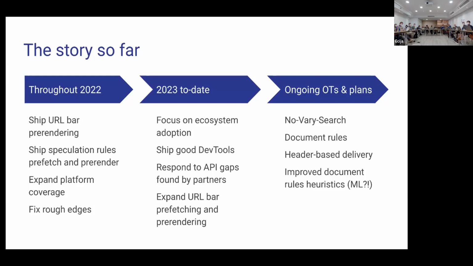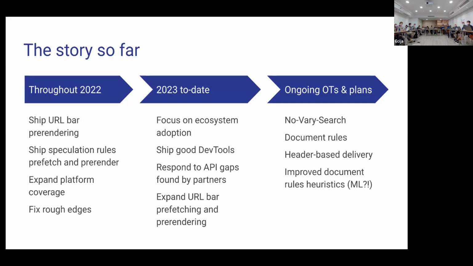So far this year, we've really switched our focus to how we can get more and more parts of the ecosystem to benefit from these technologies. One of the big things here is that we ship good dev tools. We'll have a small slide on that later, but that's been getting good reviews so far. We responded to a bunch of API gaps that partners have found, things like, oh, you need to set the referrer policy, or we need to be able to detect prefetch client side, that sort of thing. And then we're working on expanding URL bar prefetching and pre-rendering to more cases beyond the simplest ones.